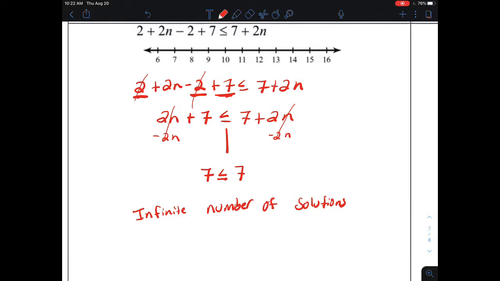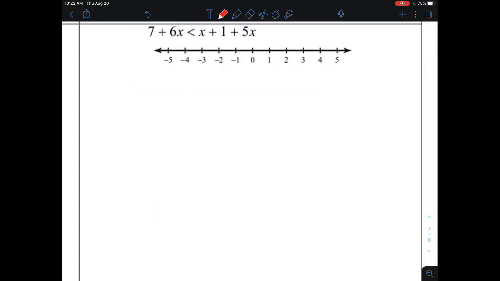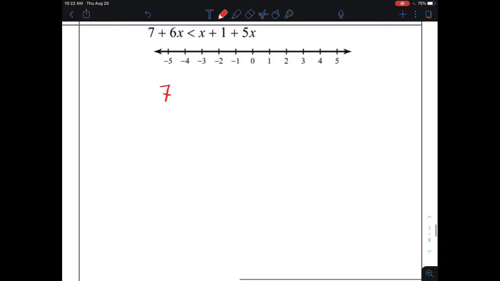Basically, that means whatever you decide to put in for the variable n, you're always going to get a true statement. So when you have this, this is a special case here. The other special case is no solution. But if I have an infinite number of solutions, in terms of my number line, I just shade the whole number line. Next problem.